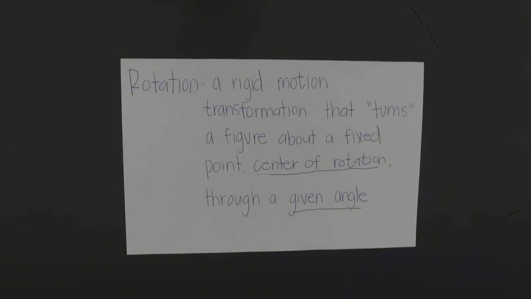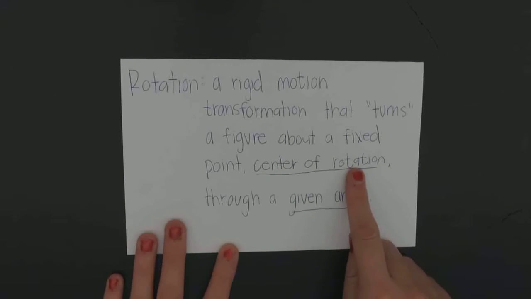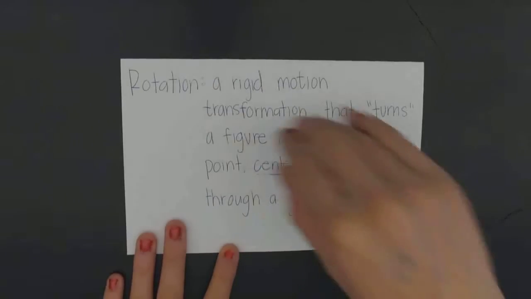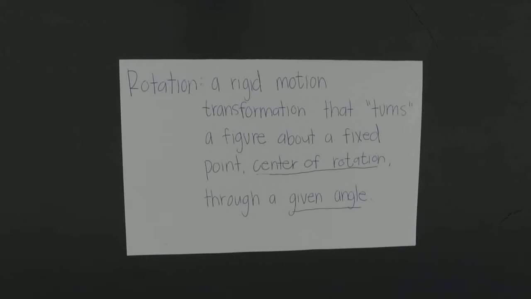A rotation is a rigid motion transformation that turns a figure about a fixed point, which we call the center of rotation, through a given angle. So our main points are that there's a center of rotation, that's what we're rotating it around, and it turns a certain angle, okay? That's very important.